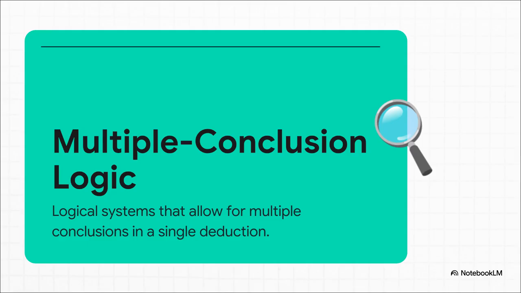All right, so what are we even talking about here? Multiple conclusion logic is pretty much what it sounds like. It's about logical systems where a single line of reasoning, a single deduction, can lead to multiple conclusions. This isn't some newfangled idea either. It was really laid out back in 1978 in a book by Shoesmith and Smiley. And as we're going to see, the consequences are profound.